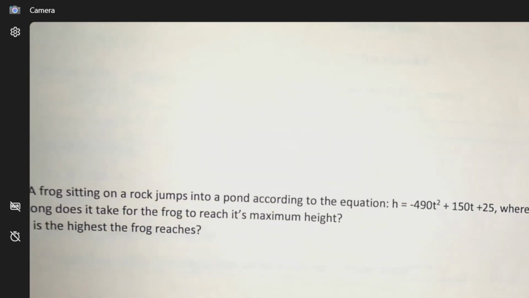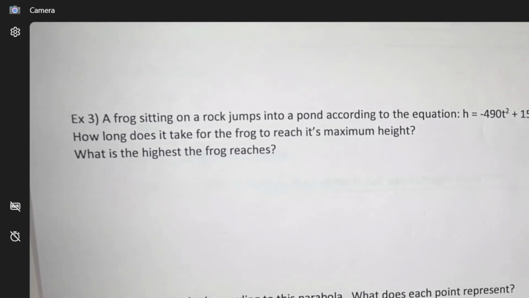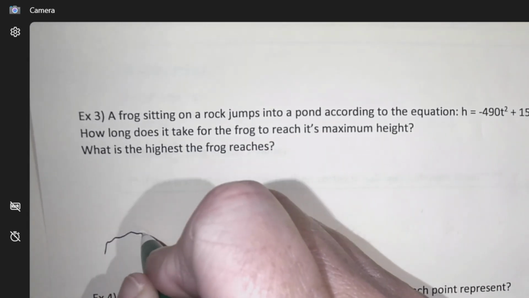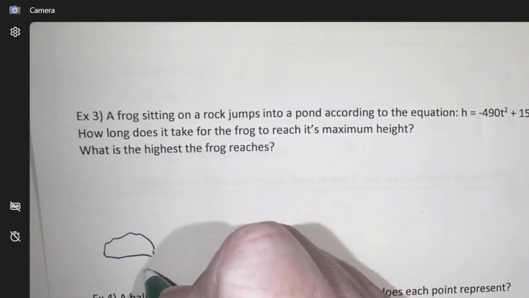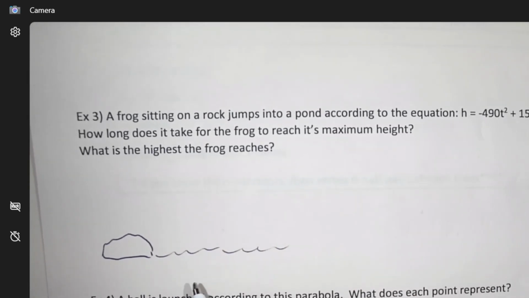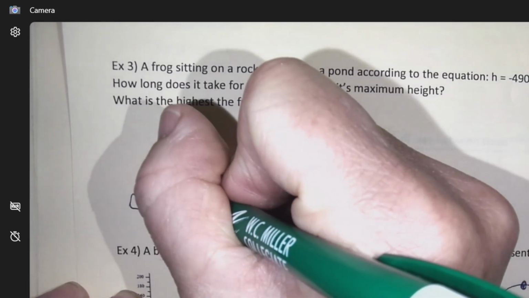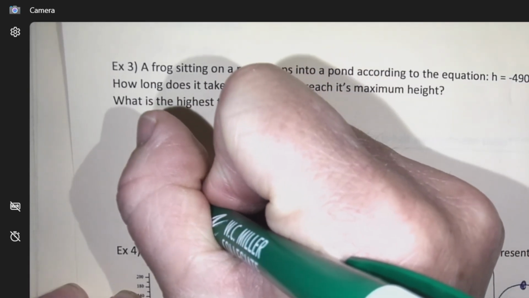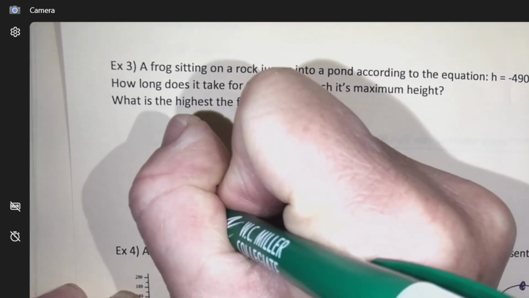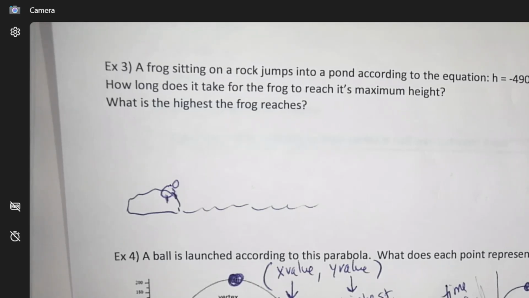Okay, here we go. Number 3 is the question we're going to do. So we have a frog, and it's sitting on a rock, and then it's going to jump into a pond. So here we go. You get to see my artistic skills. There's a rock. There's a water. And not sure how to draw frogs. Boom. There's my frog, turtle, not sure what it is.